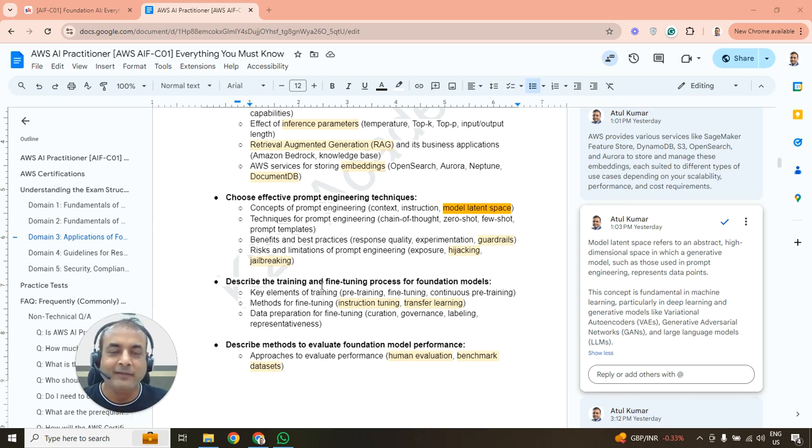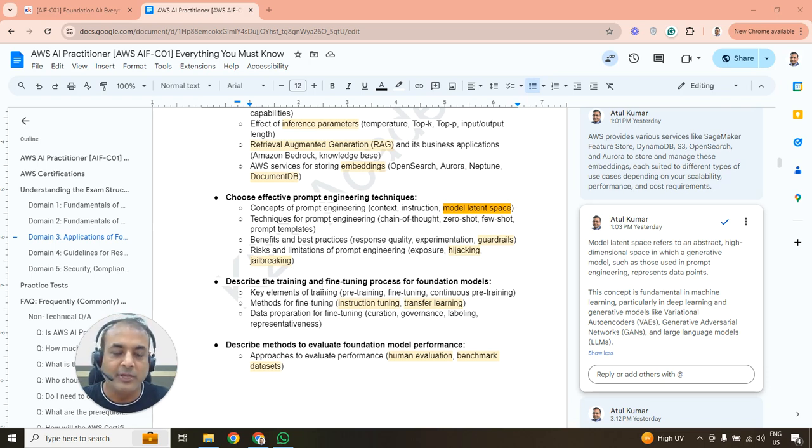Also, what are the best practices of generative AI? Things like response quality, experimentation, and guardrails, which is about protecting and making sure of the output. Think of it as when you play bowling, you have rails to keep the ball in a specific direction. It's the same thing, protecting the output or response that comes from these prompts.